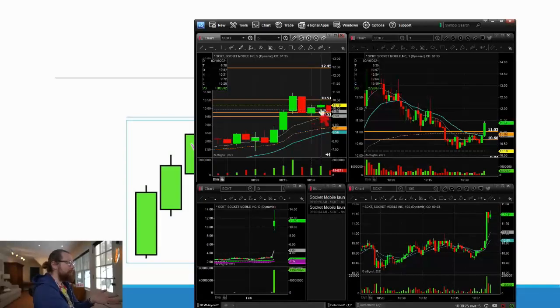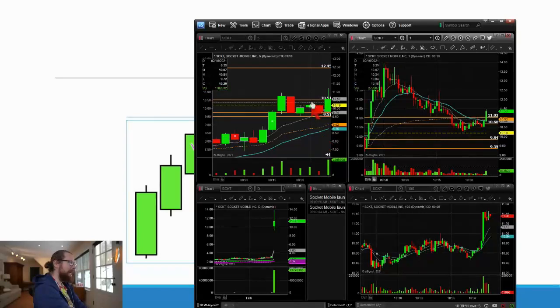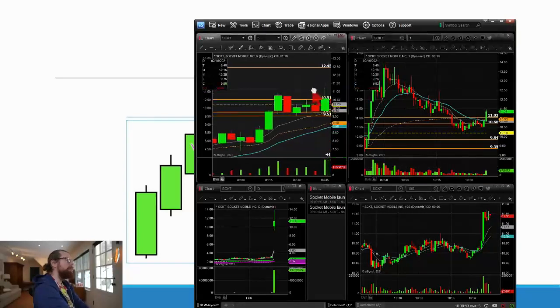From 1020, it pops up to 1050. So a 30-cent trade. That's not bad. But then it drops back down. It drops down, but it doesn't break the low of 951, the low right here of this candle. And then as it curls here, it rips through 1051 and squeezes up to 1122.